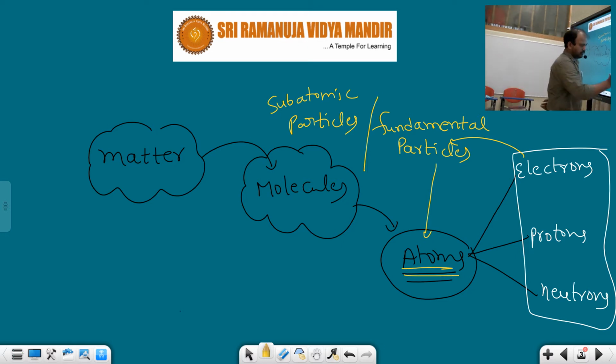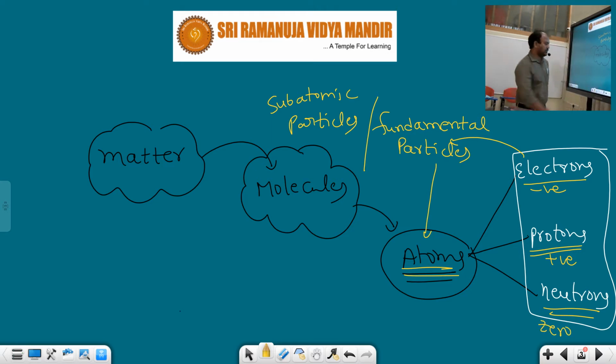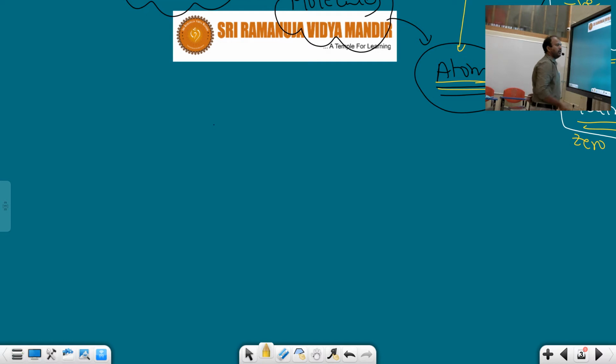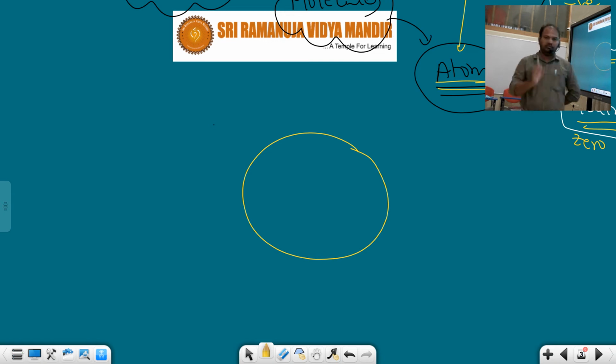So every atom is made up of mainly three particles. Generally, electron has a negative charge, proton has a positive charge, and neutron has zero charge, since there is no positive and no negative. If you take an atom, generally an atom has a spherical shape. Actually an atom is a very tiny particle, but for better understanding I have drawn a large size. This is an atom with a spherical shape. An atom is made up of mainly three particles: electron, proton, neutron.